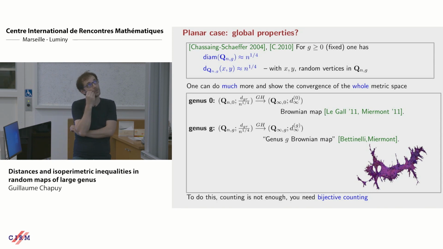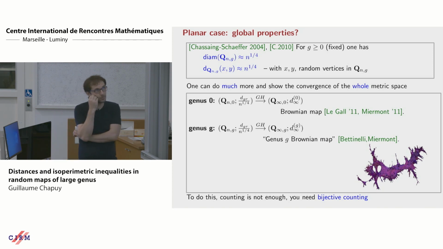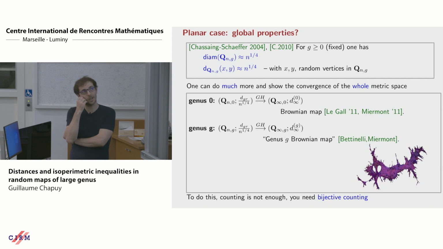So n to the 1/4. And people can show that if you put a certain topology on metric spaces, which turns out to be the Gromov-Hausdorff topology, then this converges to some limiting object that looks a little bit like this. You have one such object for any genus, called the Brownian map in genus 0, or the genus g Brownian map or Brownian surface in higher genera. This is also a very famous statement by Le Gall and Miermont that was generalized to arbitrary genus g.